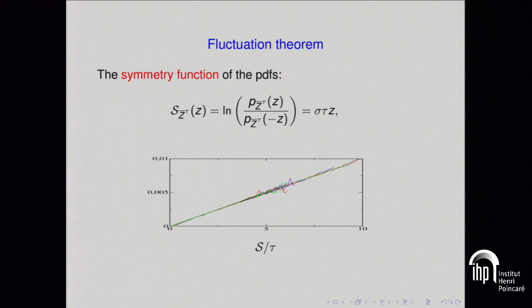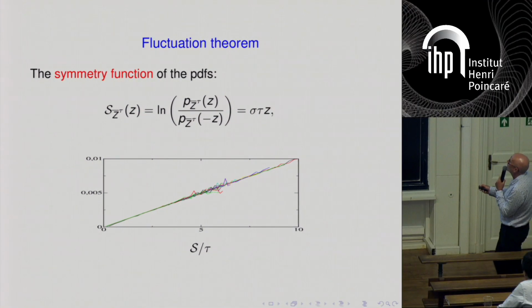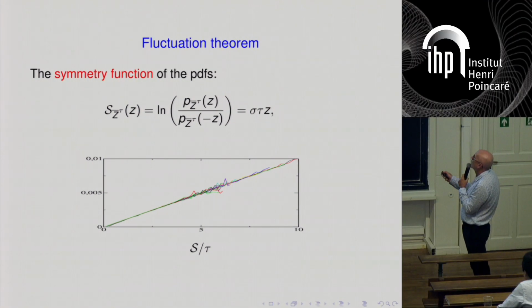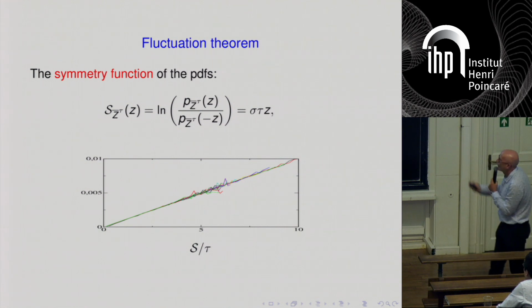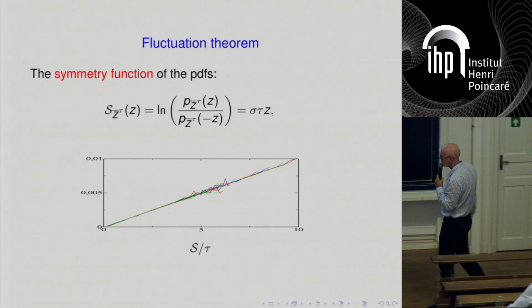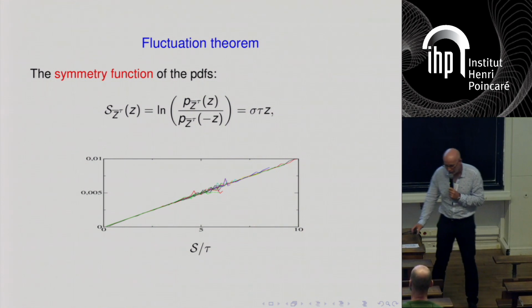And if I look at my data in my very simple model, it looks like a perfect straight line. So here I have the symmetry function S of tau, divided by tau. This should be just a straight line if the fluctuation theorem applies, where the slope is given by sigma. And this is verified in this very, very simple model.